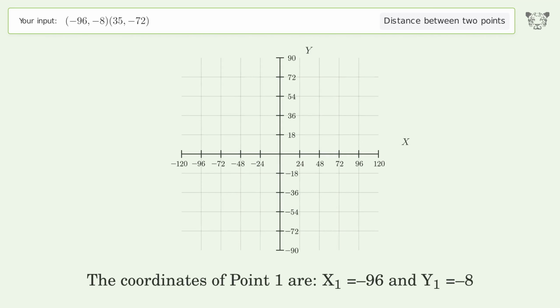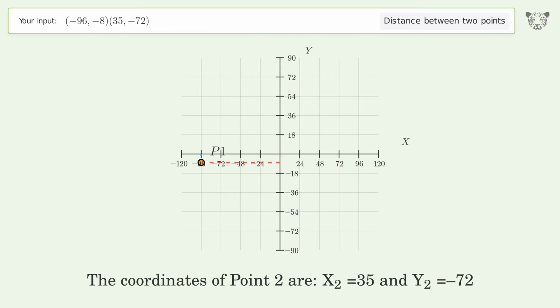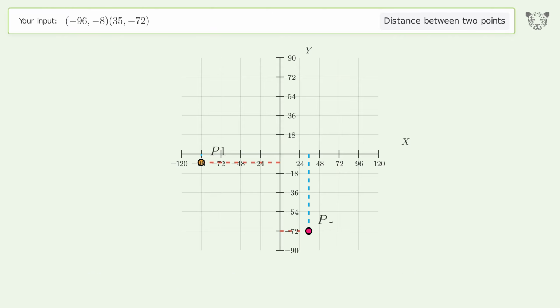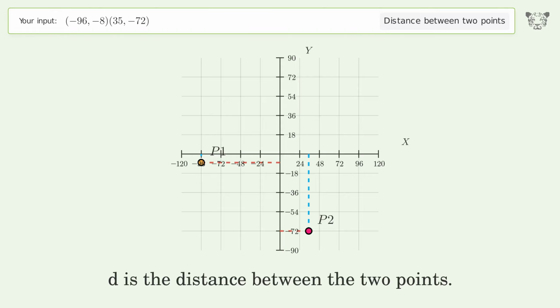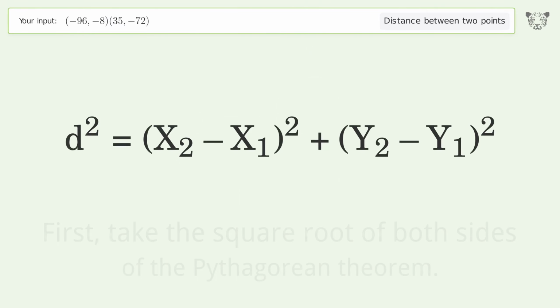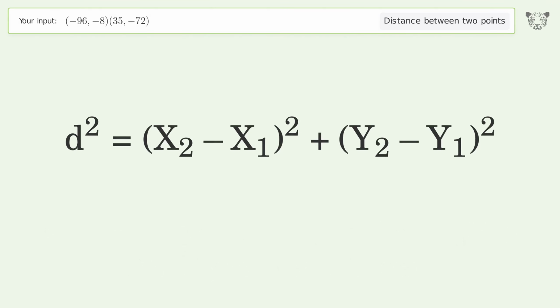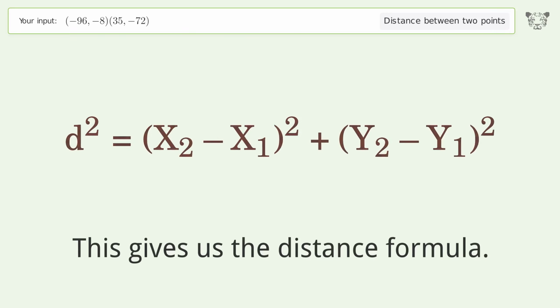The coordinates of point 1 are x1 equals -96 and y1 equals -8. The coordinates of point 2 are x2 equals 35 and y2 equals -72. D is the distance between the 2 points. First, take the square root of both sides of the Pythagorean theorem. This gives us the distance formula.